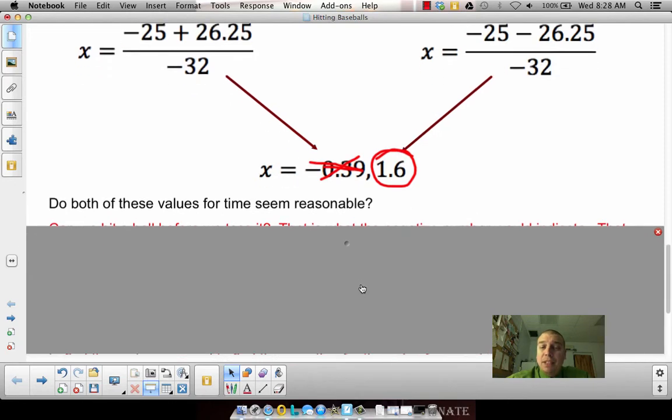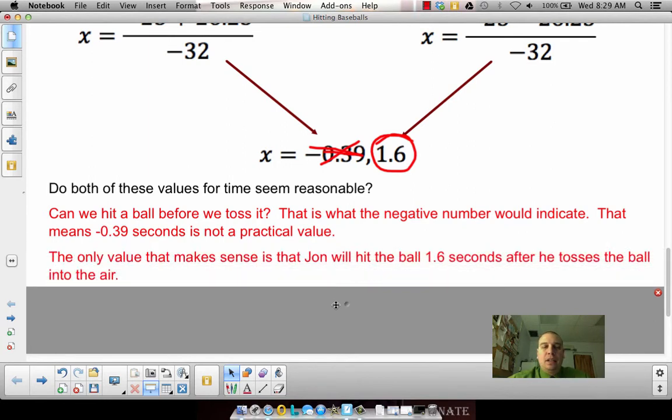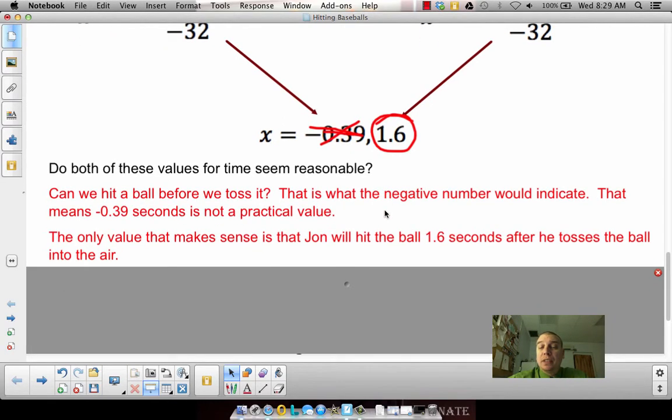Do both of these times seem reasonable? No, that's what I just said. Okay, can we hit a ball before we toss it? No. That's what the negative means, so therefore that's not a practical value. It's not a practical solution. It makes no sense. The only one that does make sense is that 1.6 seconds after he tosses the ball into the air, he hits it. Okay, so a little less than 2 seconds.